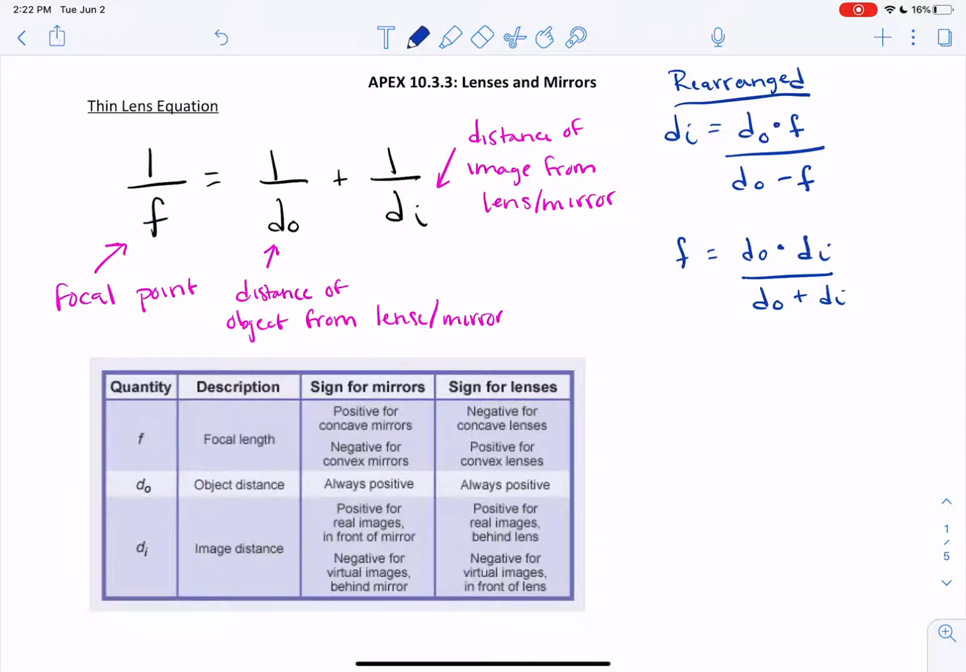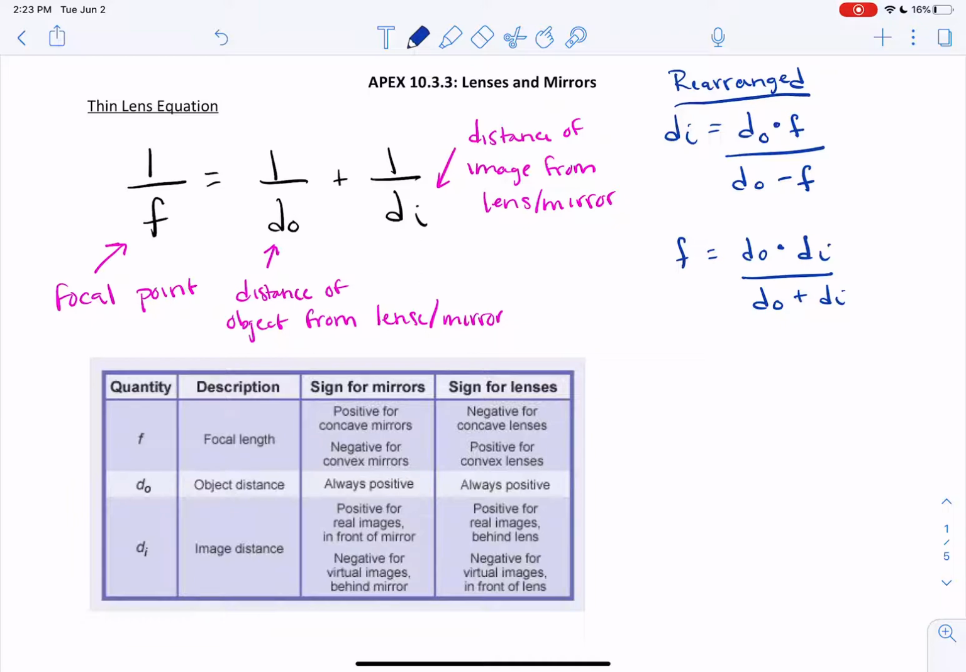Okay, so also when we're using the thin lens equation, we need to figure out some things about the signs. So we have this table here. Don't bother to memorize it, just have it handy. APEX also has it on the screen for you. But it tells you when things are going to be positive and when they're going to be negative. So the focal length for mirrors, concave is positive, convex is negative focal length. For lenses, it's the opposite. So concave is negative focal length, convex is positive focal length.